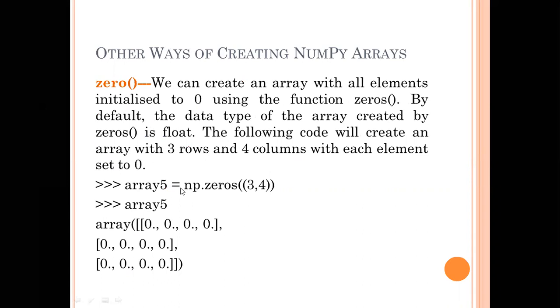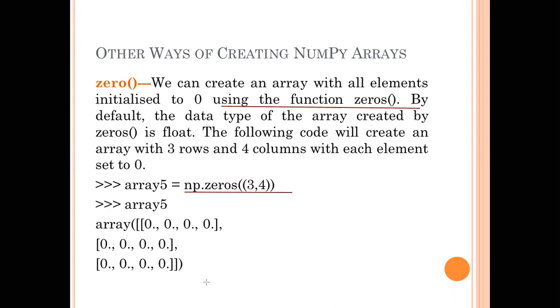Then we already discussed how to create a NumPy array with the help of a list. Now there are some inbuilt methods also to create a NumPy array. The first one is zeros. In this, the array is created with the help of the function zeros. It means all the values of the array are 0. If I write np.zeros(3, 4), the shape of this array is 3, 4. It means 3 rows and 4 columns. And the value of all the elements is 0 because we are using the function zeros.